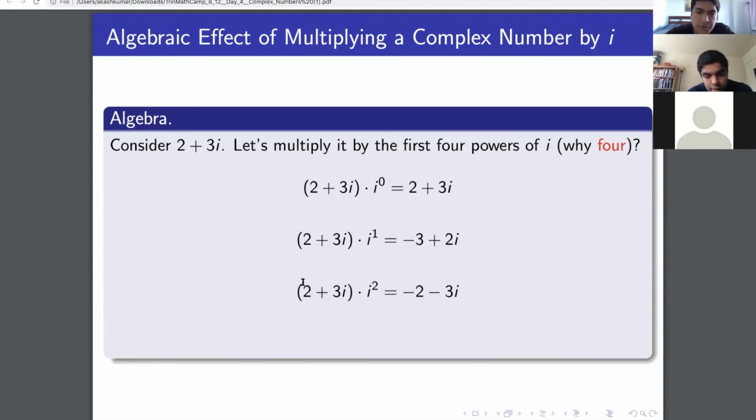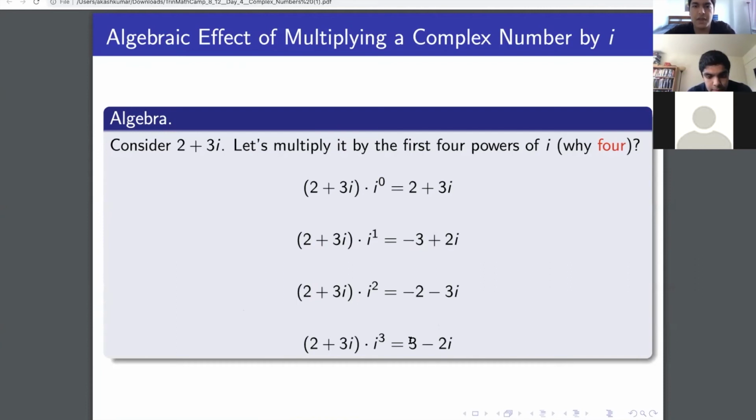Then you have 2 plus 3i times i squared. So remember, i squared is just negative 1. So you just multiply by negative 1. So the 2 becomes negative 2, and the 3 becomes negative 3. Lastly, you multiply by i cubed, so it's a little bit more tricky. You can remember that i cubed is actually negative i. And then if you do out the multiplication here, what you get is 3 minus 2i.